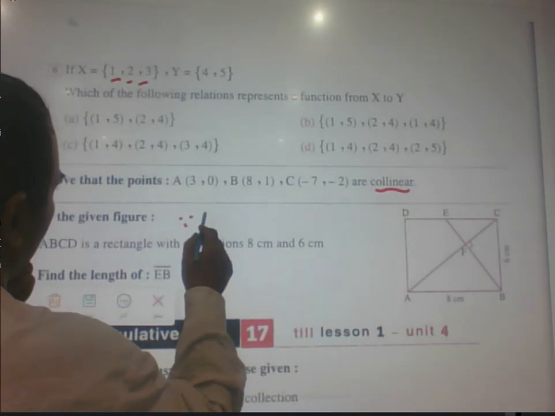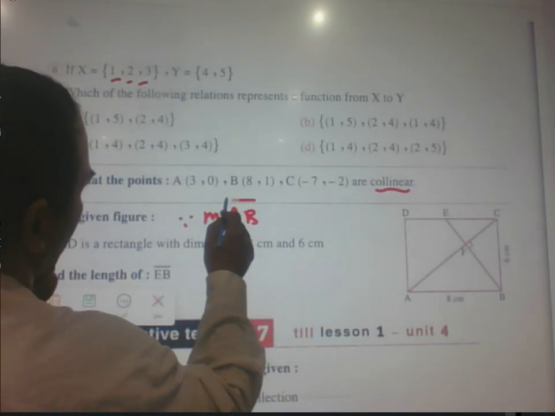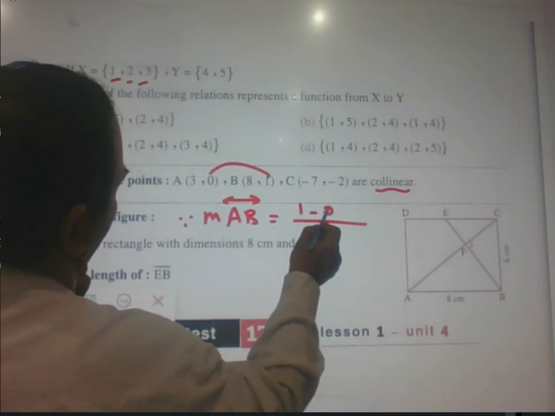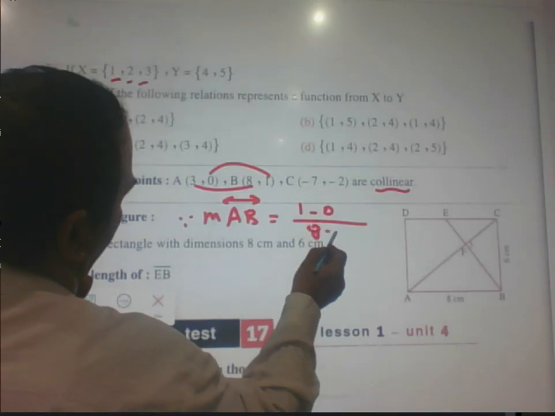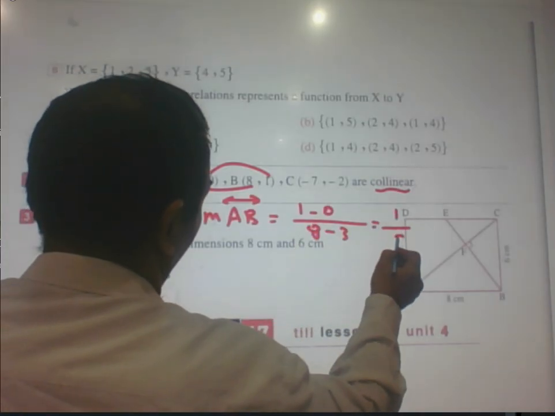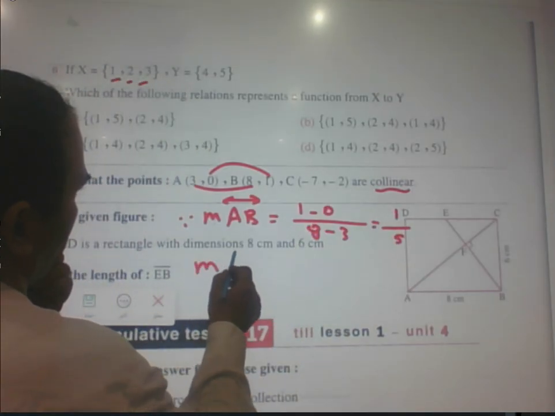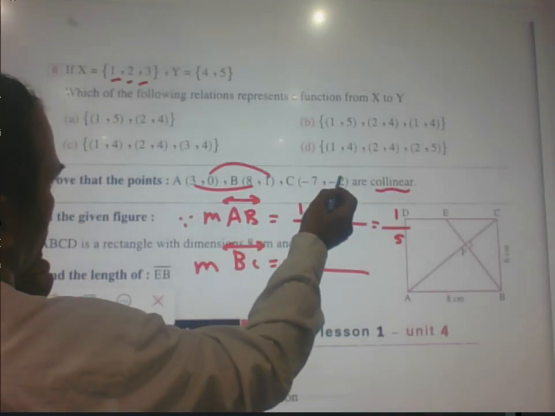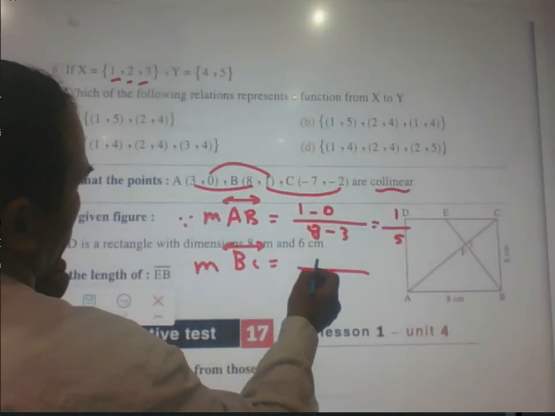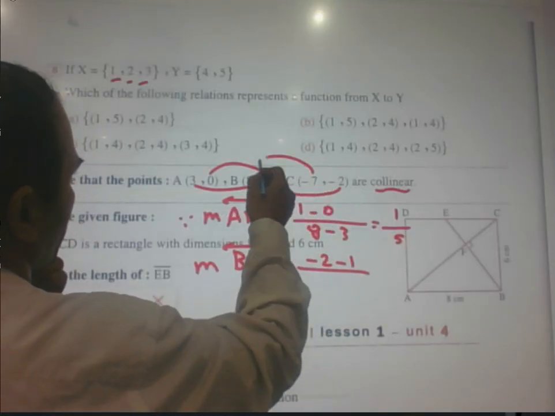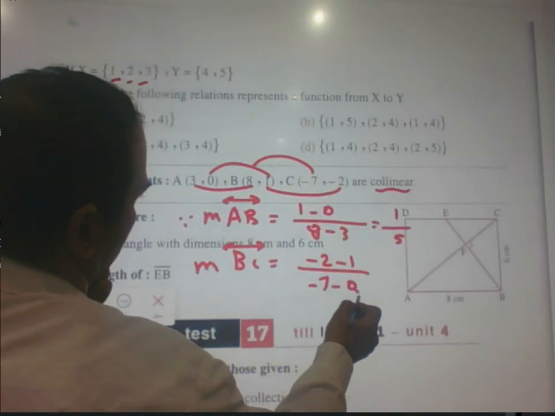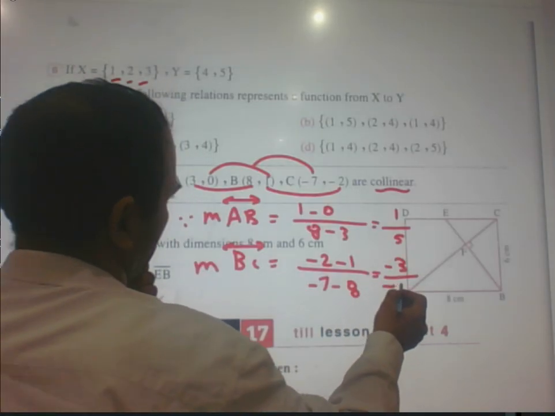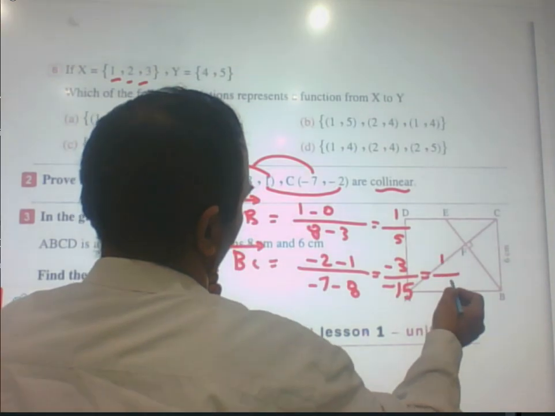So I will find the slope of AB. We have A and B: 1 minus 0 over 8 minus 3. It will be 1 over 5. And then the slope of BC. We have B and C here. Look here, negative 2 minus 1 and negative 7 minus 8. Negative 2 minus 1 will be negative 3. Negative 7 minus 8 will be negative 15. We can simplify, and the result will be 1 over 5.